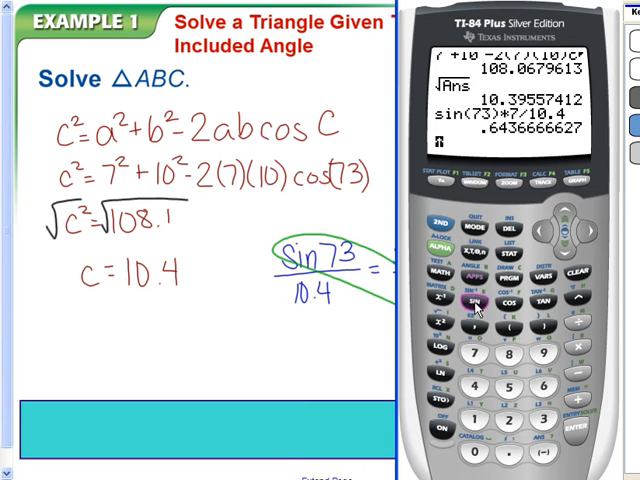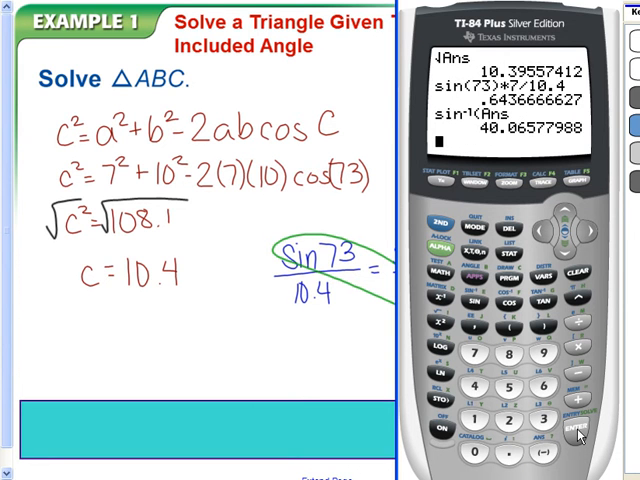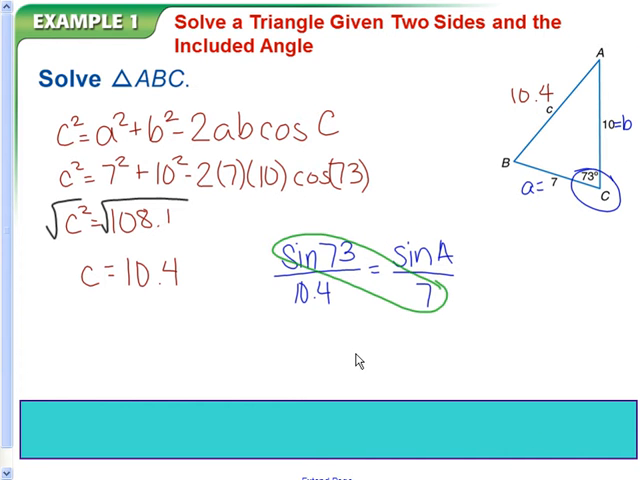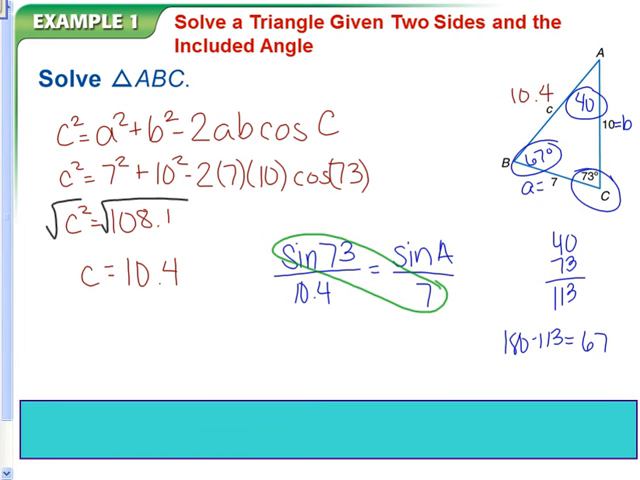Then you have to do second sine, second answer. And our answer is 40.1, but angles, we do it to the nearest degree. And then 40 plus 73 is 113. 180 minus 113 is 67. There, we found everything in the triangle.